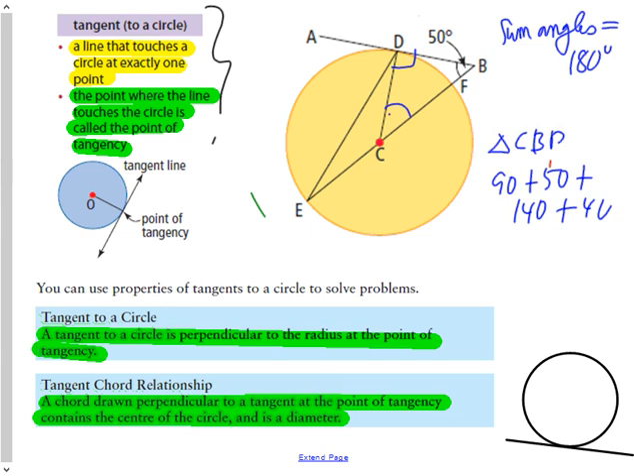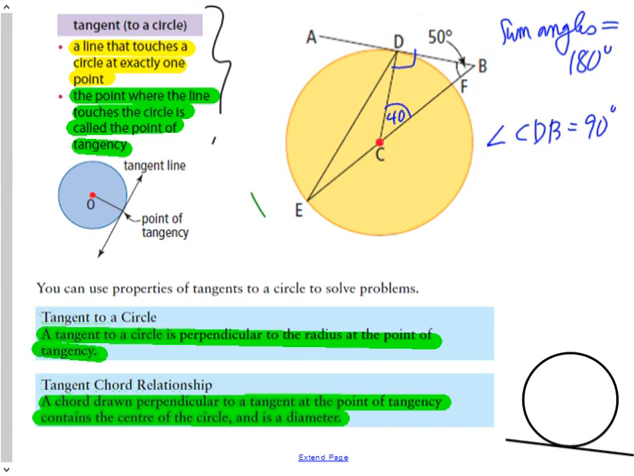We know this is 40 degrees because all three of those angles inside that triangle have to equal 180 degrees. What else do we know? So I'm going to write these down. We know that angle CDB equals 90 degrees because it's perpendicular to the line of tangent.